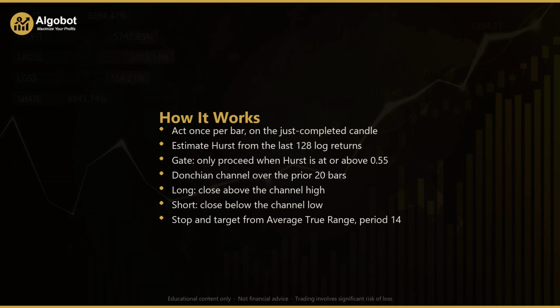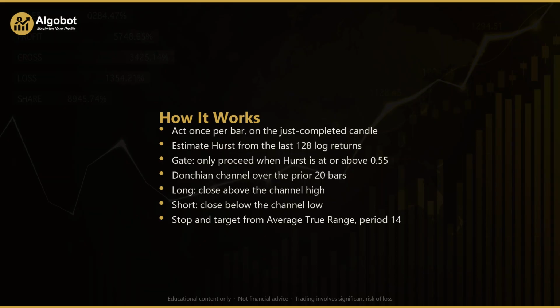The first real step is the regime gate. The strategy takes the last 128 log returns and estimates the Hurst exponent using multi-scale rescaled-range analysis. In plain terms, it slices the return series into chunks of different sizes, measures how the range of those chunks grows as the chunks get larger, and fits a slope to that growth. That slope is the Hurst estimate. If the estimate is below the threshold of 0.55, the strategy concludes the market is not persistent enough, and it stands aside. No breakout is taken.